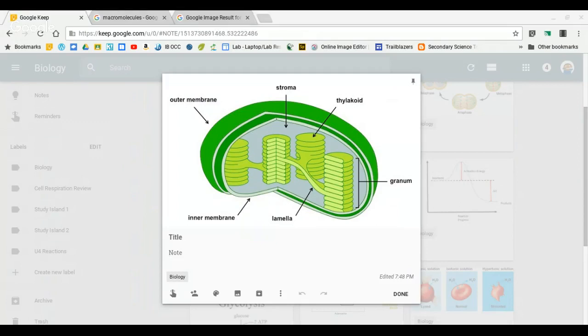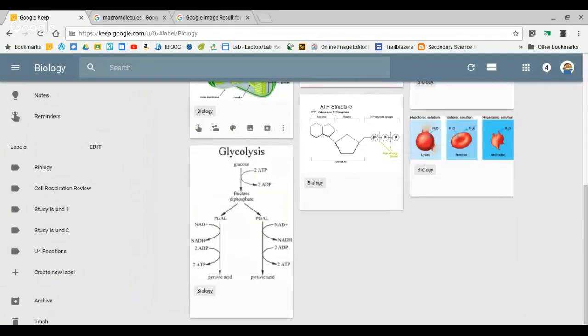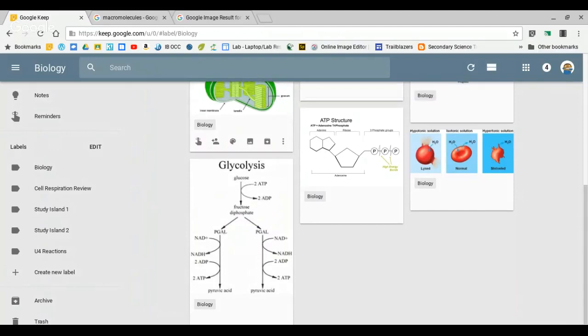The other questions, let's see. Cellular respiration. You want to know the products and reactants for cellular respiration. Let's see here, do I have one on that? So glycolysis, know what goes in, know what goes out.